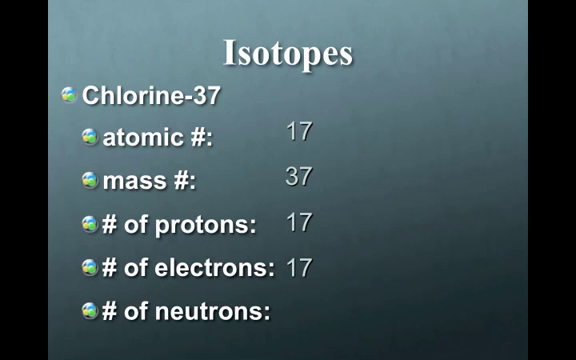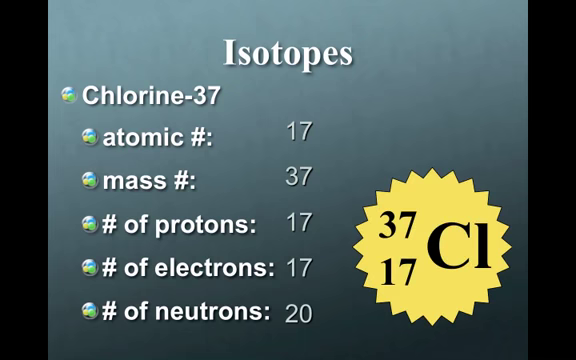Now we have to do a little bit of math to figure out the number of neutrons. You should remember that the mass number is equal to the protons plus the neutrons. So we can solve for neutrons by simply subtracting 17, the number of protons, from our mass number, and we get 20. Now, what is our nuclear symbol going to look like? We're going to have the chlorine symbol, Cl, with the mass number at the upper left-hand corner and the atomic number at the lower left-hand corner. Mass number, atomic number, element symbol.